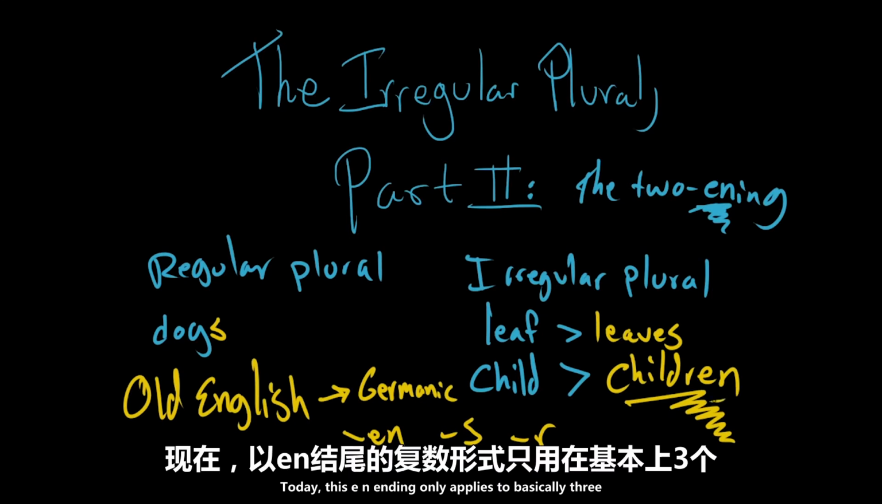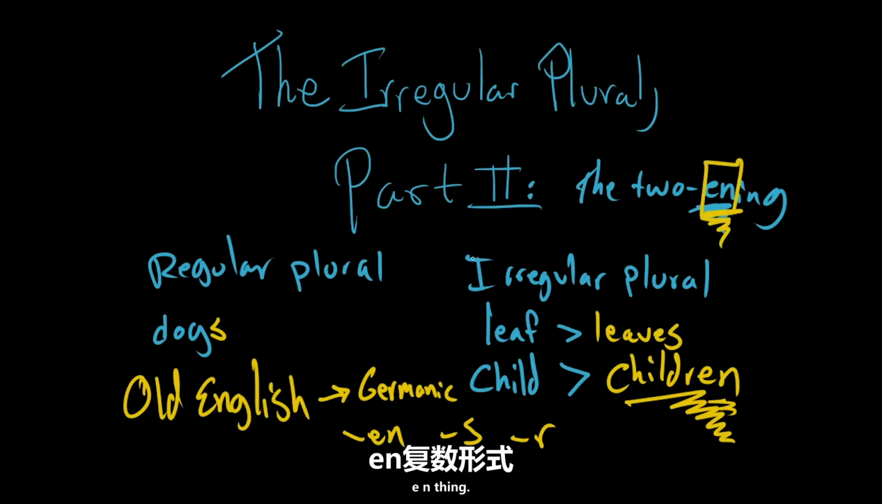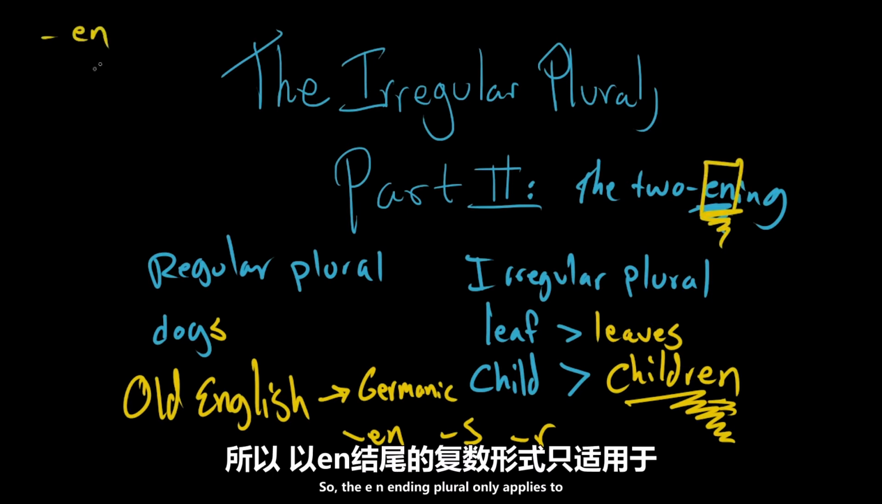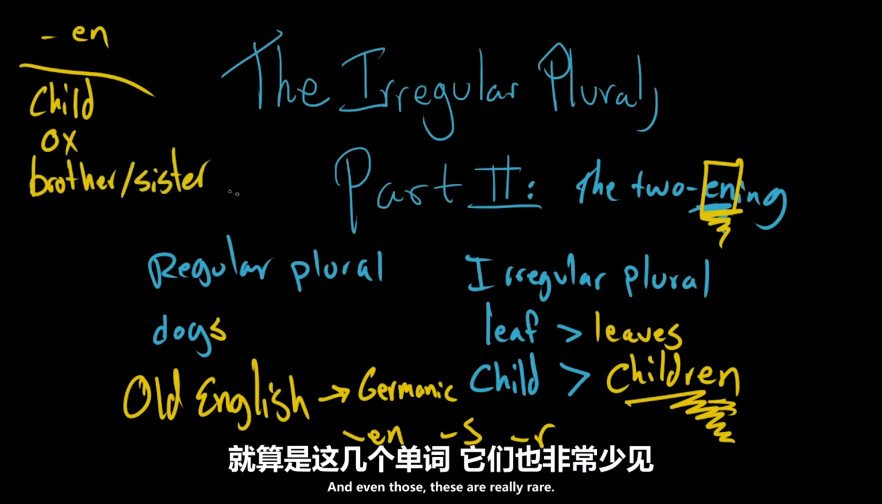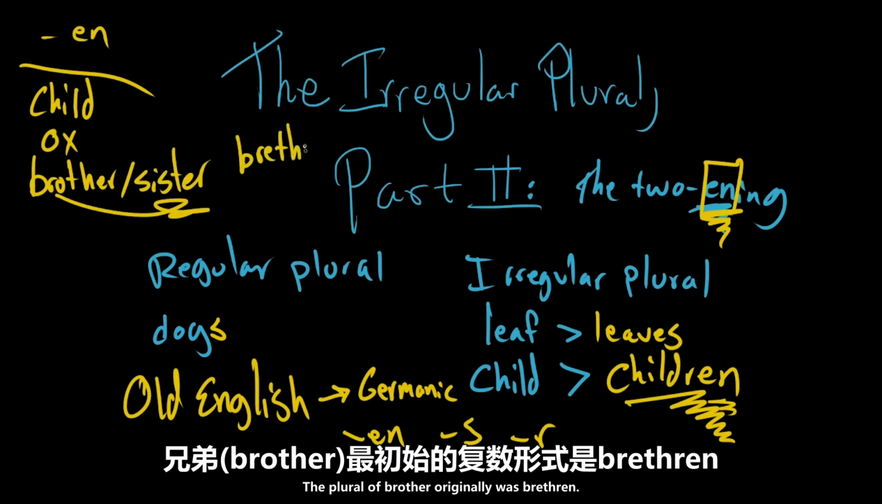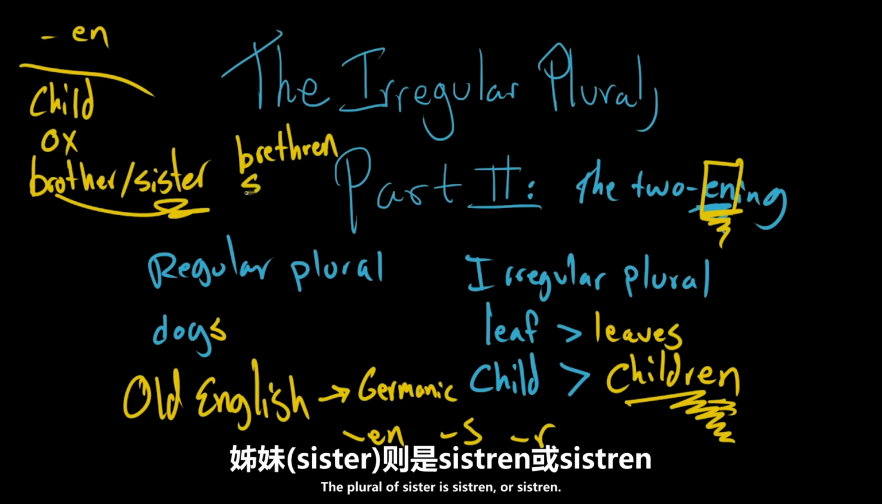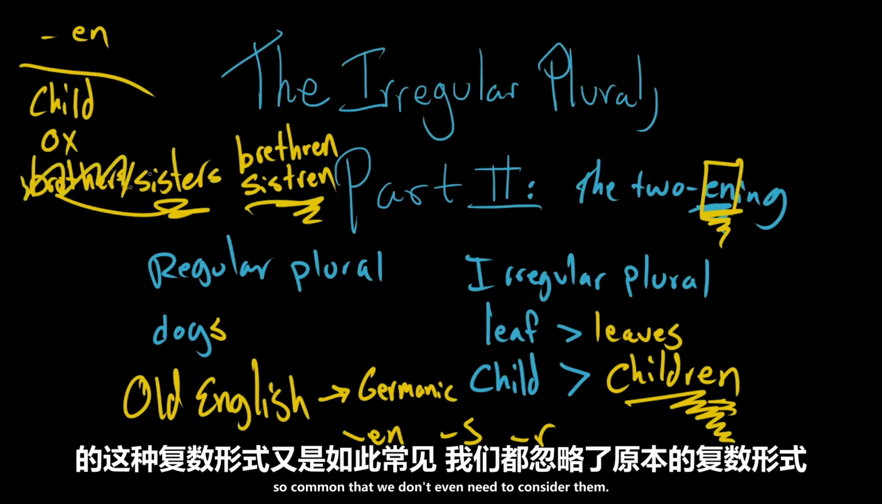Today, this en ending only applies to basically 3 or 4 words. These are all you need to remember for this one weird en thing. So, the en ending plural only applies to child, ox, brother or sister. And even these are really rare. I bet you don't even know what I'm talking about. The plural of brother originally was brethren. The plural of sister is sistren or sustren. But these are so rare, and brothers and sisters is so common that we don't even need to consider them.